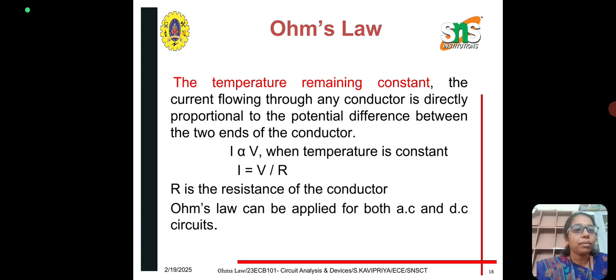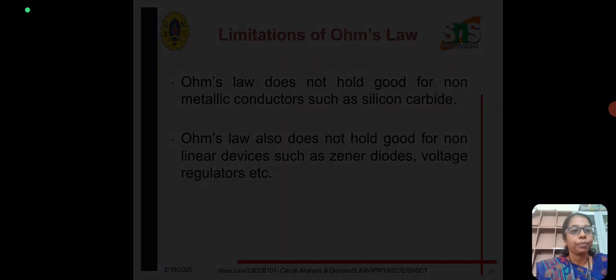The temperature must remain constant. Only when the temperature remains constant does Ohm's law hold good. So when the temperature remains constant, the current flowing through a conductor is directly proportional to the potential difference between the two ends of the conductor. I is proportional to V only when the temperature is constant. To remove the proportionality, a constant R is used, where R is the constant of proportionality, the resistance. So I is equal to V by R, where R is the resistance of the conductor. Ohm's law can be applied for both AC and DC circuits.